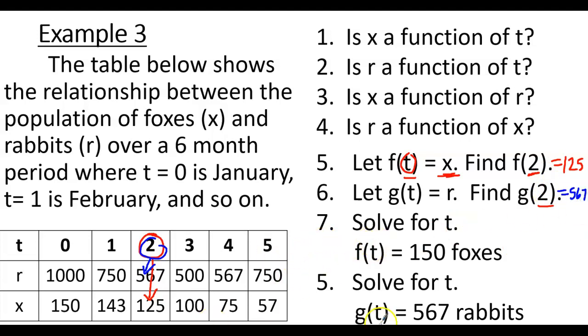All right, number 7 here says solve for t. It says f of t equals 150 foxes. Now, I'm using the same function here. I'm using the f function, which we've already defined up here. The f function, the t is the input, the x is the output. So this is an x value here. So I'm going to look under the x row for where it says 150. And we're looking for the t value that goes with it. Okay? So that would be 0.